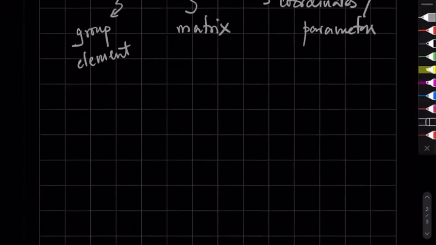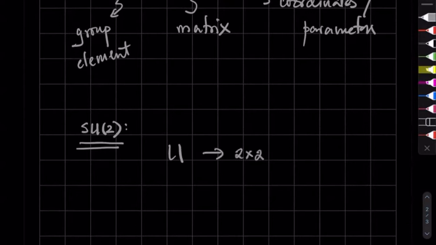So let's take the group SU2. The SU2 group consists of 4x4 complex matrices. So U, not 4x4, 2x2. So these are 2x2 complex matrices, right? Which satisfy the following conditions.